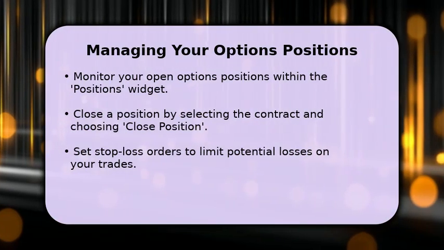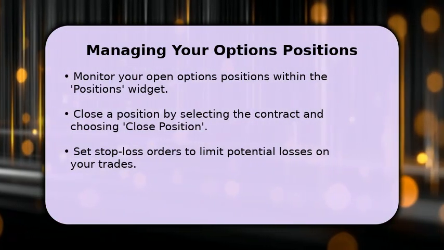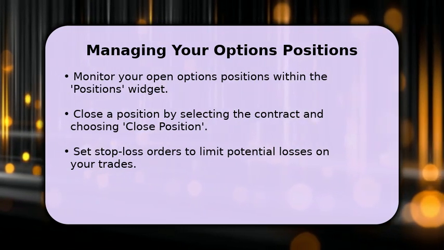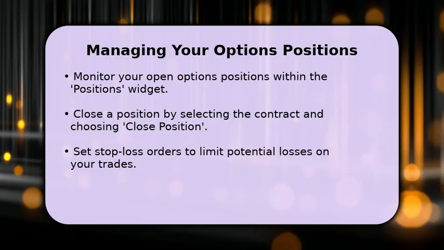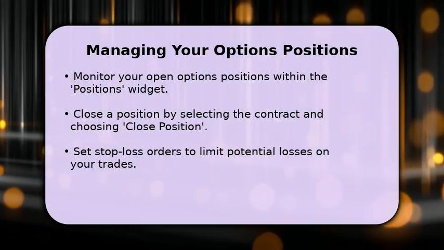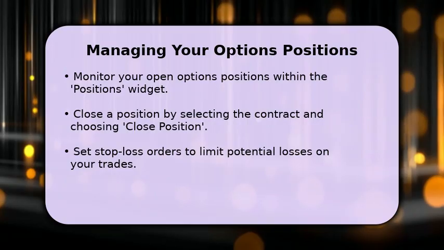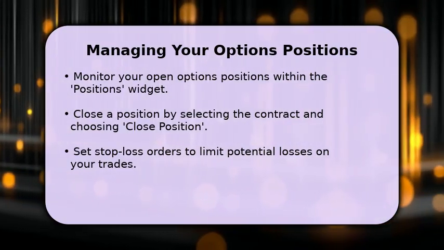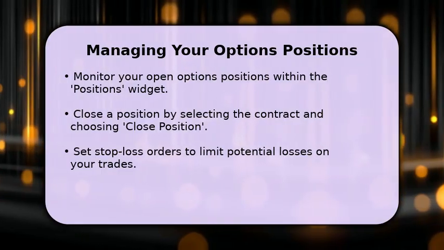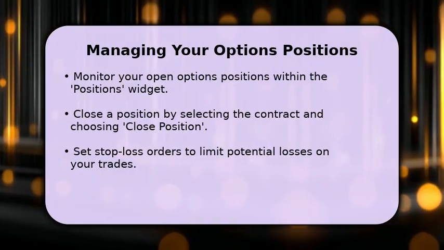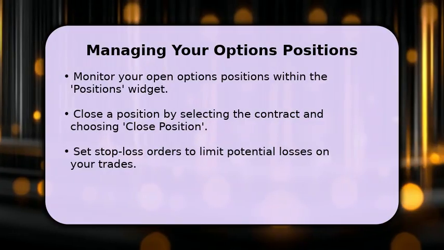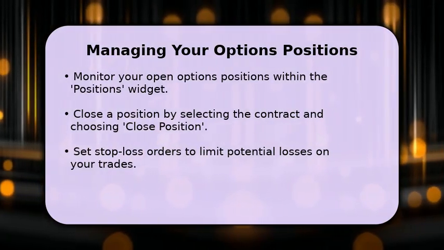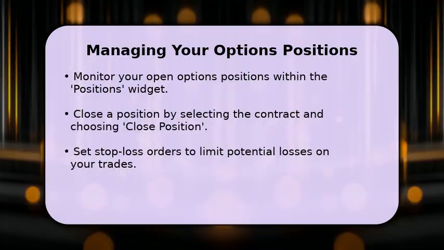After placing a trade, you can monitor all your active options positions in the dedicated positions widget on your desktop. To exit a trade, simply select the specific contract and choose the close position option. For effective risk management, you can set stop-loss orders to automatically close a position if it reaches a certain loss threshold. Conversely, use take-profit orders to lock in gains when your option reaches a predetermined profit target, helping you manage trades efficiently.